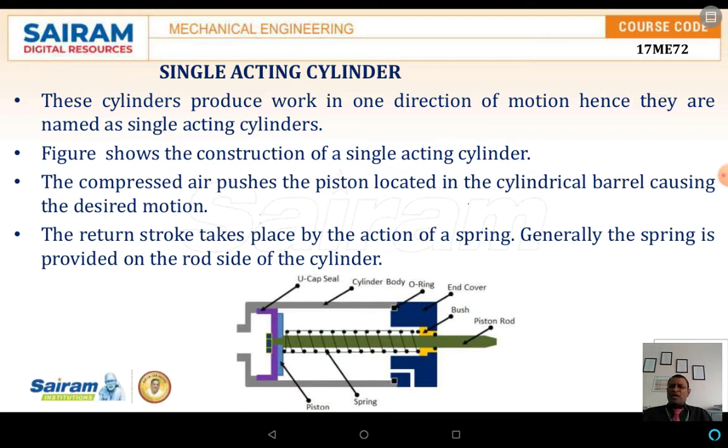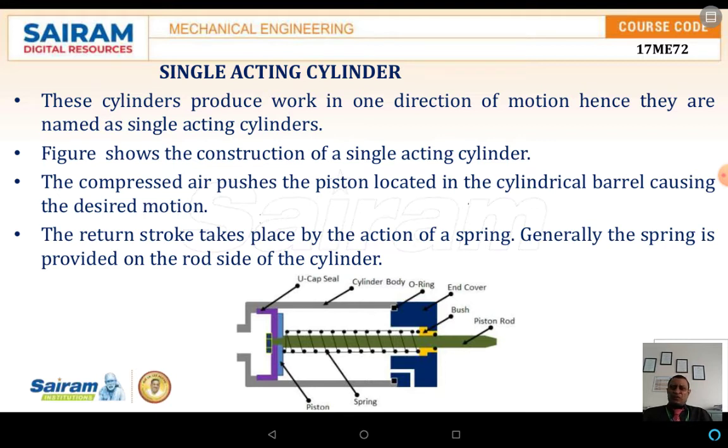Generally, the spring is provided at the rod end of the cylinder only. The main components of the single acting cylinders are the piston, the U-cup seal, the cylinder body, o-ring and end cover, the bushes, the piston rod, the spring and the piston. These are the components normally used in the case of the pneumatic cylinders.